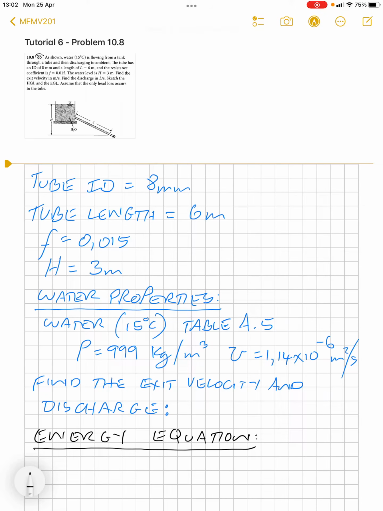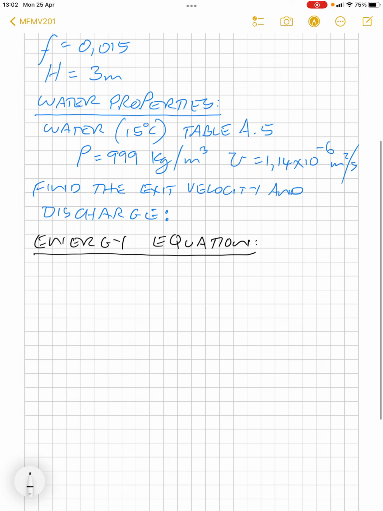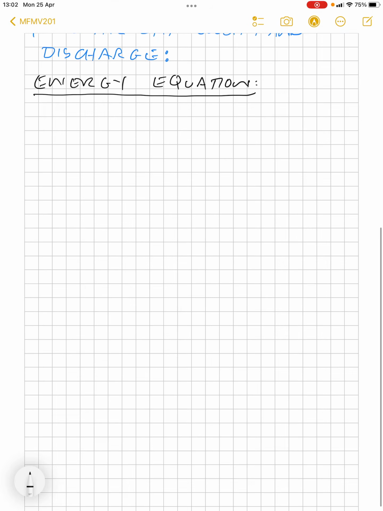So, as we know, for these problems we use the Bernoulli equation, which is an equation showing the energy in various forms from one point to the other one. So we can apply Bernoulli between 2 points, which are the water surface and the outlet. So let's write down that energy equation for this particular problem.